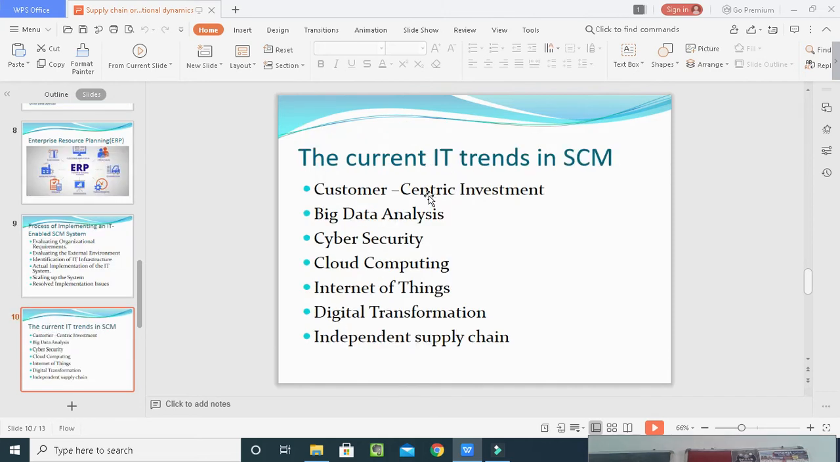Now, next we have another topic: the current IT, that means information technology, trends in supply chain management. We have six or seven points over here which are very important for identifying the current trends in IT in supply chain management. First one is customer centric investment.